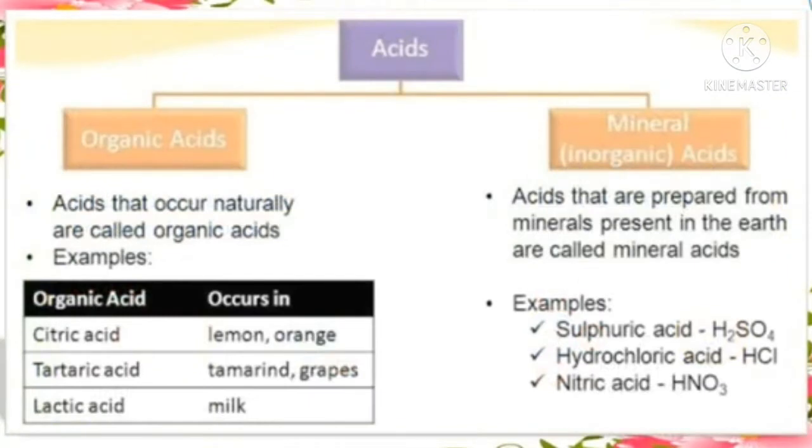Let us study about the classification of acids. Acids can be classified into organic acids and inorganic acids depending on the sources. Some acids occur naturally in fruits and vegetables. These are called organic acids. Example, citric acid, tartaric acid, lactic acid. On the other hand, man produces acids artificially in industries. These acids are called mineral acids or inorganic acids. For example, hydrochloric acid HCl, sulfuric acid H2SO4 and nitric acid HNO3.